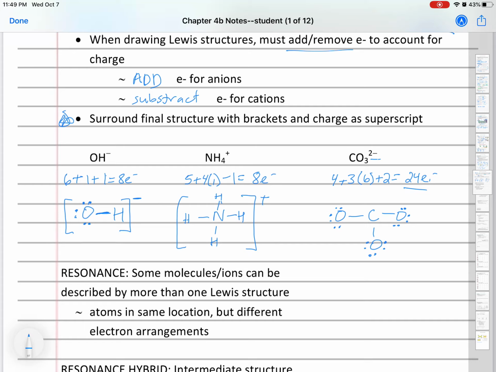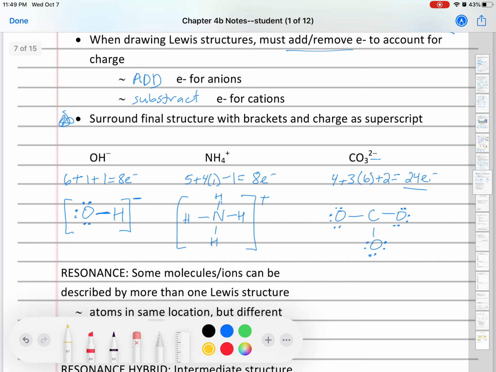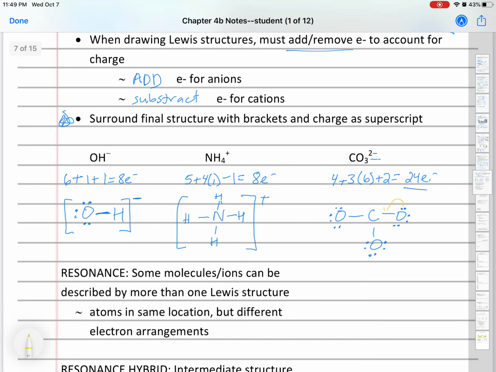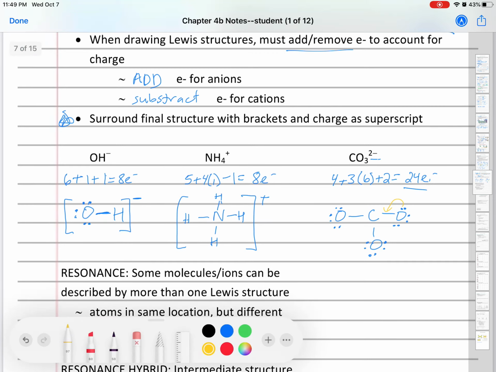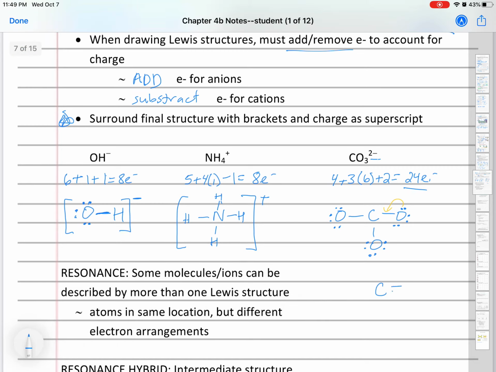All of the oxygens have an octet, but that carbon does not. It has 6 electrons through those bonds. It needs 1 more. So we can pick one of those oxygens, and we can push and make a double bond. So we end up with this guy here, CO3 2-.